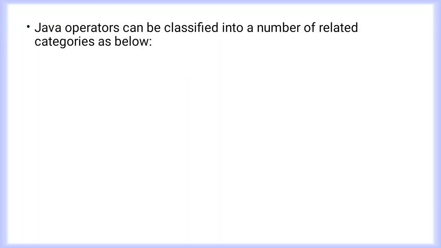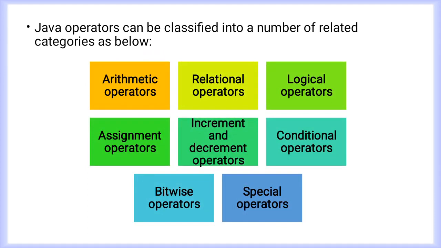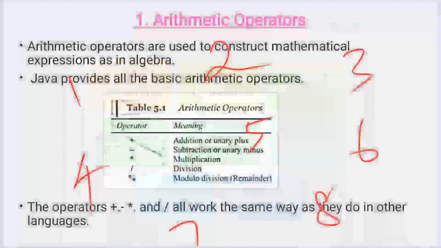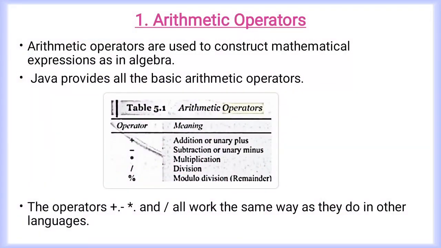So Java operators can be classified into a number of related categories as below. First is the arithmetic operator, relational operator, logical operator, assignment operator, increment decrement operator, conditional operator, bitwise operator and special operator. So these are all types of operators. First is the arithmetic operator.